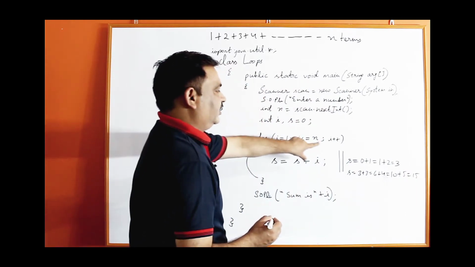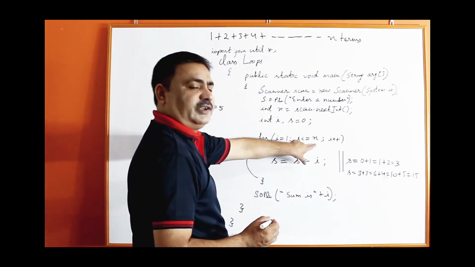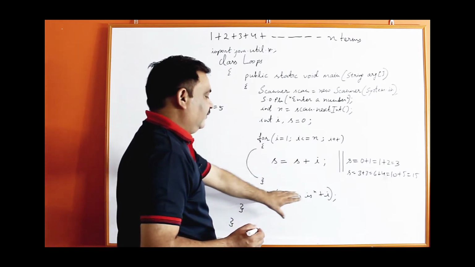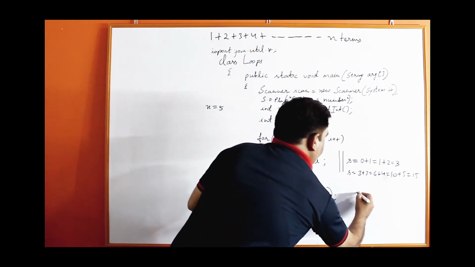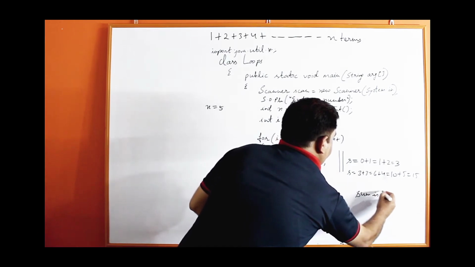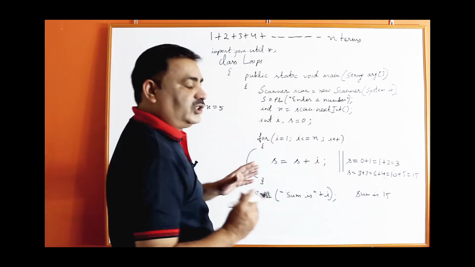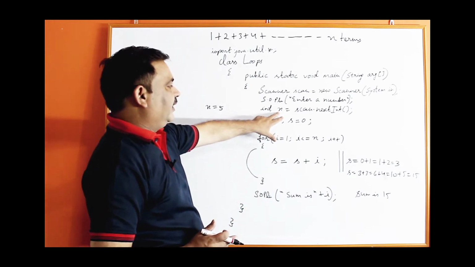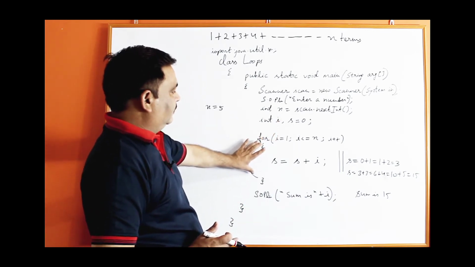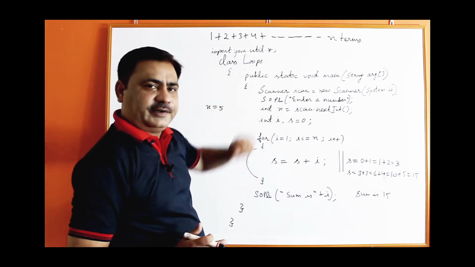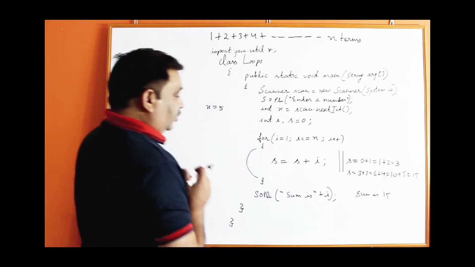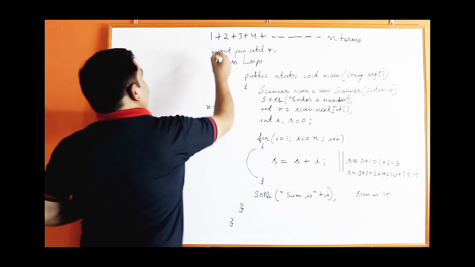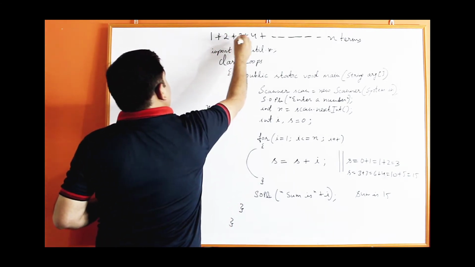Next time i will become 6, the condition is false, 6 is not less than or equal to 5. Control will come out of the loop and the final value of s will be printed. So, the output will be sum is 15, which is the sum of the first 5 natural numbers. In this way you can put any value of n and get the sum of that series up to n. Now, suppose you have to find the product, if in place of plus it is the multiply sign.